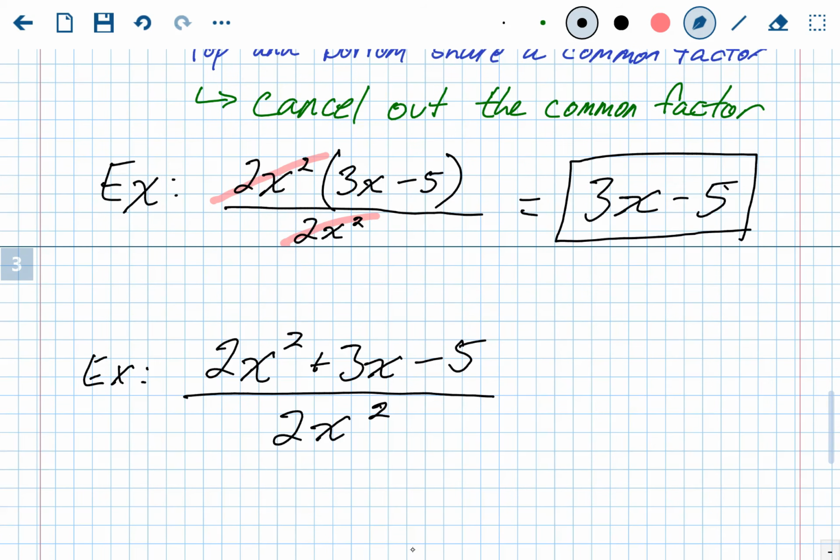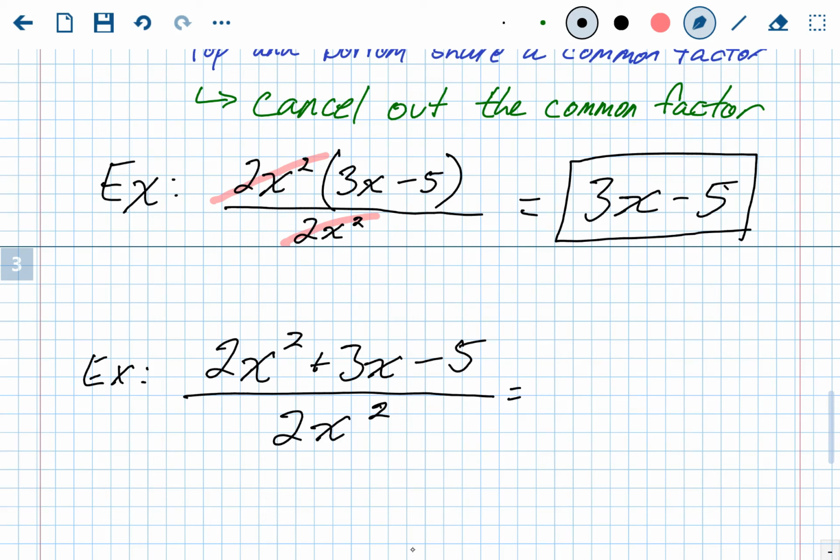For this denominator, or this bottom one, there's not a distribution to be done, this is just simple division. So you would have to do that first method. It's a full polynomial, a simplified polynomial on top, divided by a monomial.